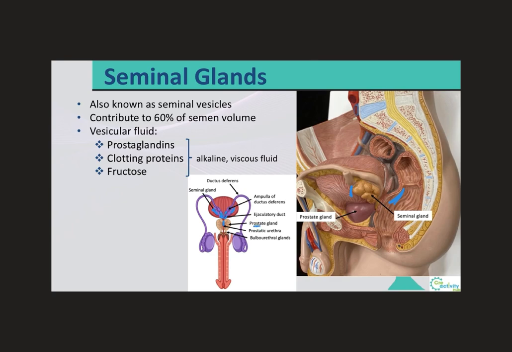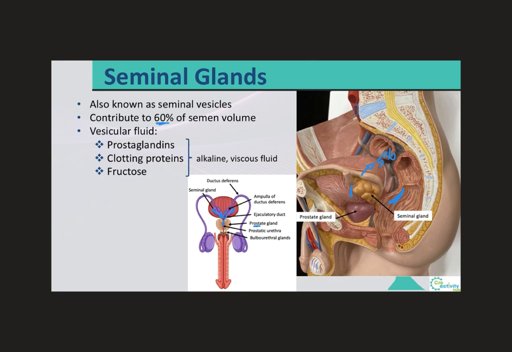What is traveling through the ductus deferens? Immature spermatozoa and some fluid from the seminiferous tubules and the epididymis, but this only represents 5% of the total semen volume. Now, the seminal glands are extremely active secretory glands, as they contribute about 60% of the volume of semen. Although the vesicular fluid usually has the same osmotic concentration as blood plasma, the composition is quite different.